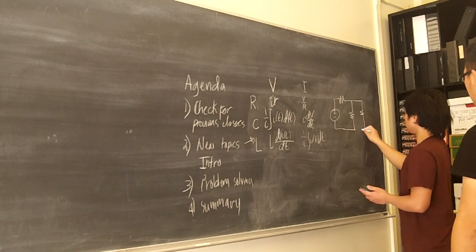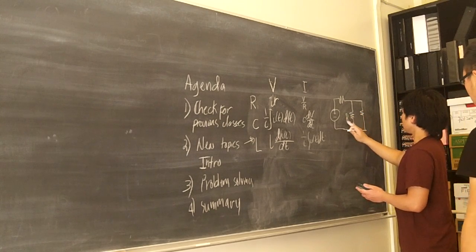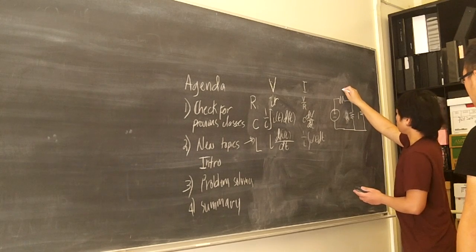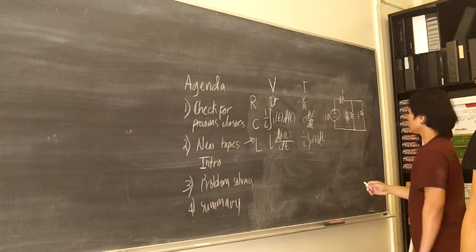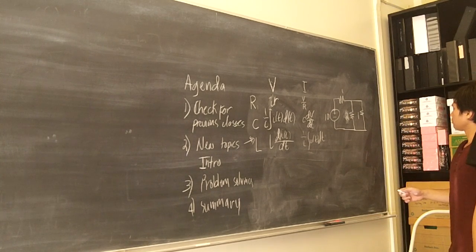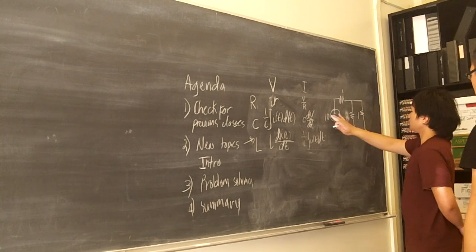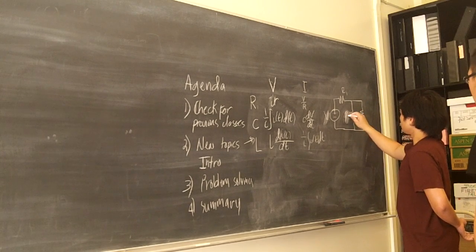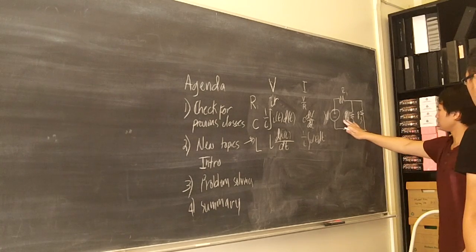For this guy, let's say this is 2, this is 1, this is 1, this is 10. Try solving for the equation of the KVL. Let's just say R1, R2, R2. Try solving for the KVL equation.